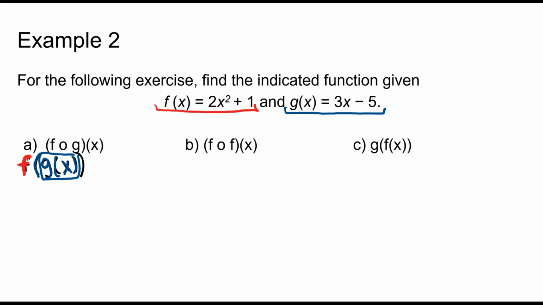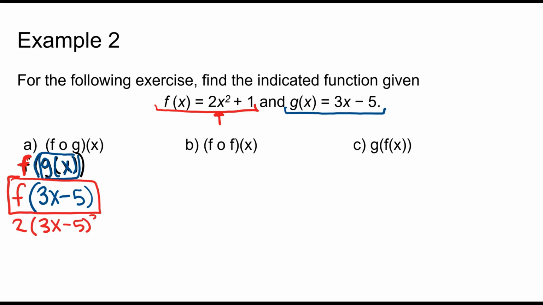Well, g of x doesn't tell us to plug in a number, so g of x is just 3x minus 5. Now f is still on the outside. Well, what this is saying is anywhere you see an x, plug in 3x minus 5. So that's going to be 2, I see an x, 3x minus 5 squared plus 1.